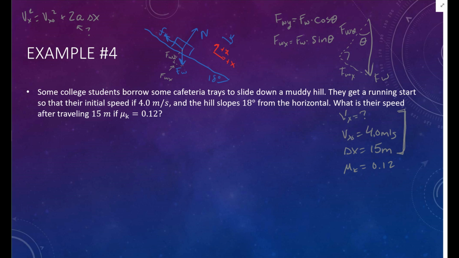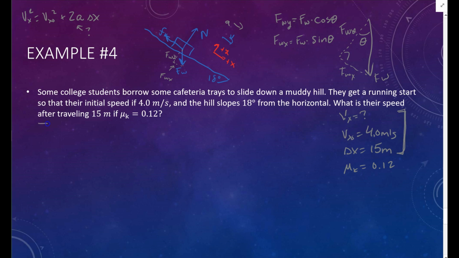Which direction do you think our person on this tray is going to accelerate? Up the hill or down the hill? Are they going to slow down or speed up is actually the better question. Yeah. They're probably going to speed up. So we're going to go ahead and assume our acceleration is down the hill. Assuming our acceleration is down the hill, and that's what we're looking for, do we want to go ahead and start the x direction, or do we want to jump to the y direction first? We're going to end up having to do both. X. We're going to do x.